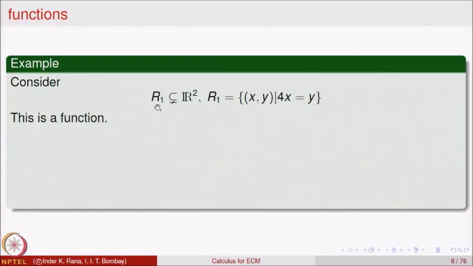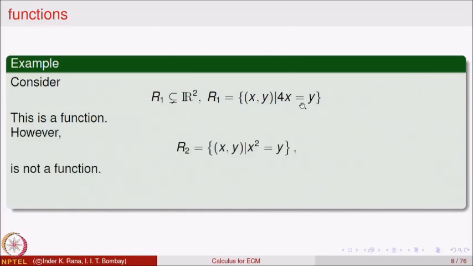Let us look at a relation R 1 in R 2, where the relation is (x, y) such that 4x is equal to y. So, what is the relation? x is related to y if 4x is equal to y. Is this a function? Yes, this is a function, because for every x, what is the y it is related to? 4x is equal to y, so there is only one possibility, right. If 4x is equal to y 1 and also 4x is equal to y 2, then of course y 1 has to be equal to y 2. So, that is a function.